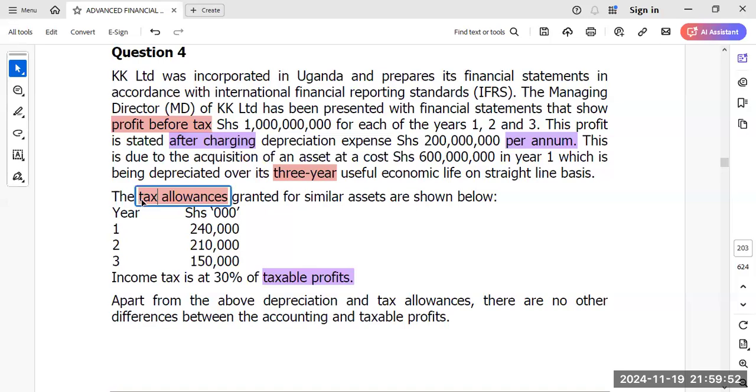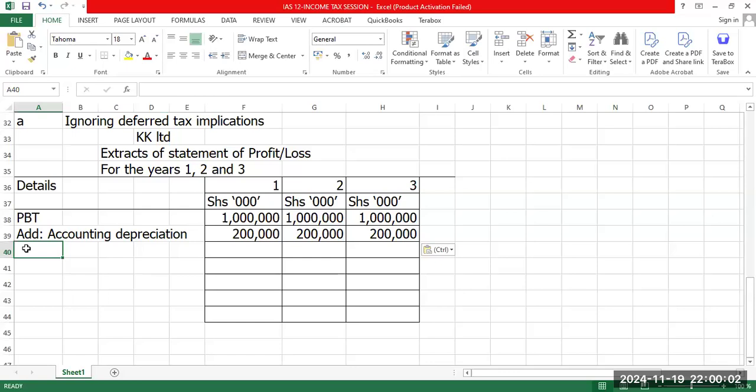Okay, we are given tax allowances. Remember that for tax purposes, tax allowances are allowable deductions. They are normal expenses, which should reduce the income that should be taxed. So here we less tax allowances.